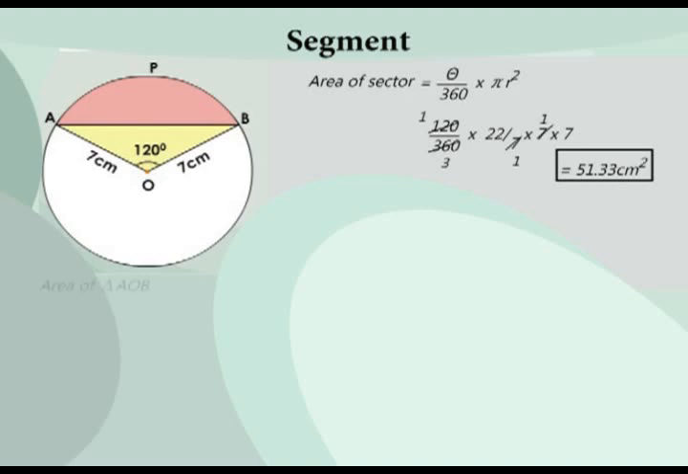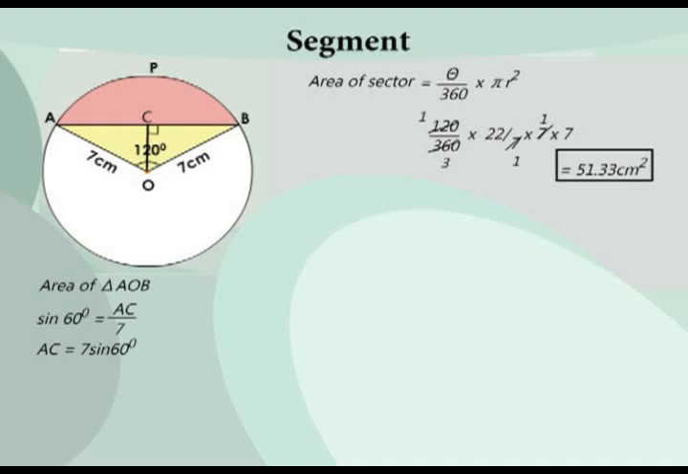Now we need the area of the triangle AOB. We can drop a perpendicular from O to AB. This will give us two equal right-angled triangles with hypotenuse 7 centimeters and an angle of 60 degrees each. Name this point C. We can now find the length AC, and this will be equal to the length CB. We can say that sine 60 is equal to AC over 7, that is opposite over hypotenuse.